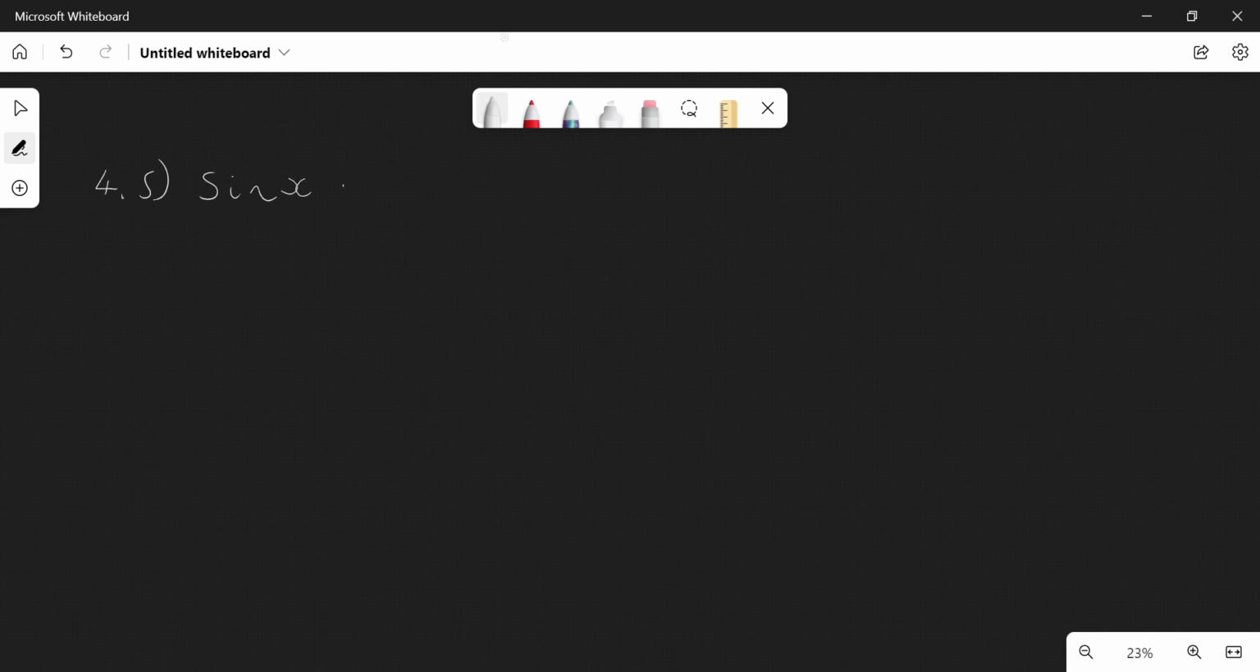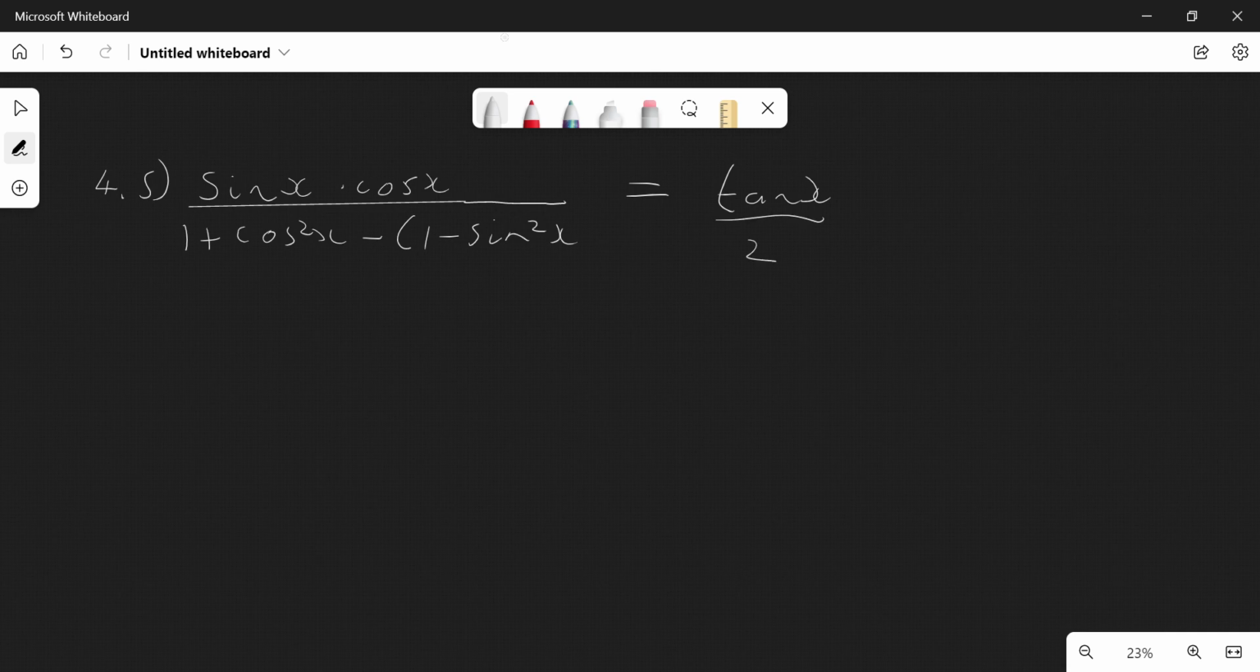Sine x times cos x divided by 1 plus cos squared x minus 1 minus sine squared x. All right, and that all equals tan x over 2. All right, so the left hand side is more complicated.